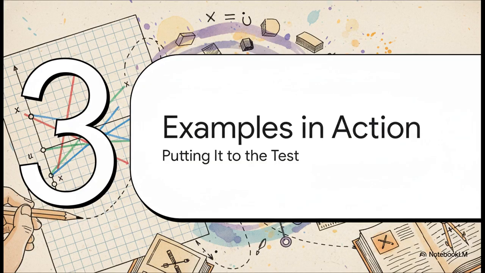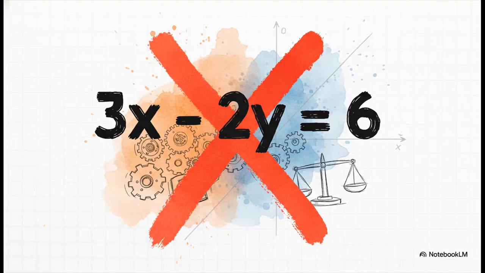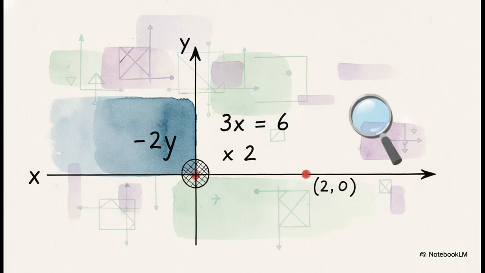Now, theory is one thing, but let's see how this thing actually plays out in the real world. We're going to run through a couple of examples right now to really put it to the test. And here it is, that same equation from the beginning. Let's graph it using our new method. No rearranging allowed. Okay, first step, the x-intercept. We're going to cover up that minus 2y term. So what's left? Just 3x equals 6.